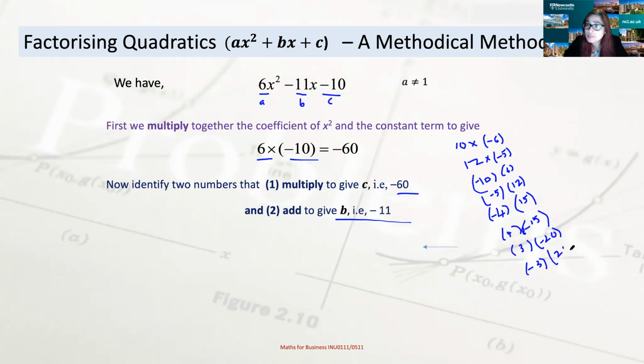Now you have seen that all these products will give you minus 60. But which of these will give you minus 11 when you add them? That's what you have to figure out. Which of these, when added, will give you minus 11? So I can clearly see that minus 4 and 15 will give you plus 11. 4 and minus 15? Yes, it will give you minus 11. So I'm going to choose that.